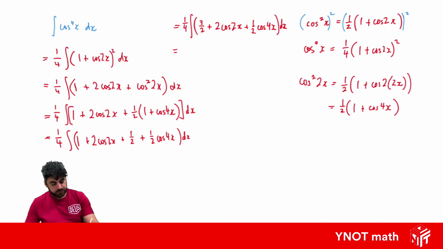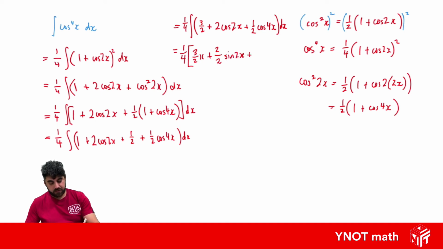Now, because we have the addition of 3 terms here, we can just integrate all of these separately. So we're going to get a quarter times the integral of 3 on 2 with respect to x, which is just 3 on 2x. Now, integrating cos is just going to give us sine, but we need to divide by the derivative of the function inside. So we have our 2x, the derivative of 2x is 2, so we need to divide this whole term by 2, and it's going to give us sine of 2x.